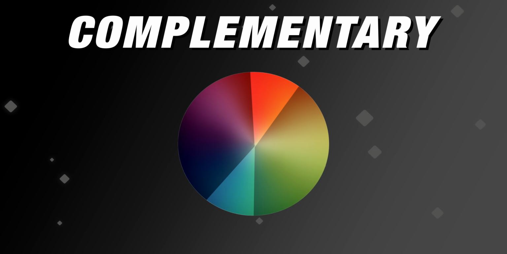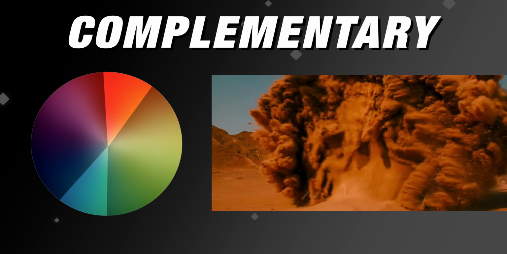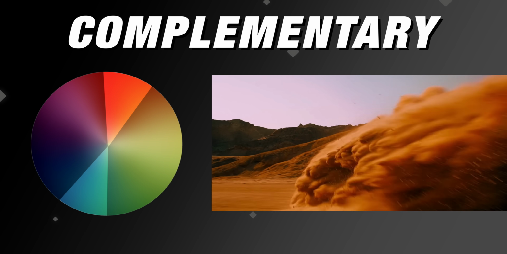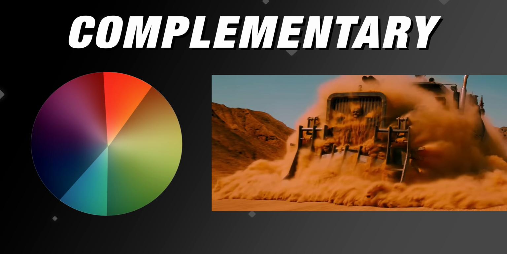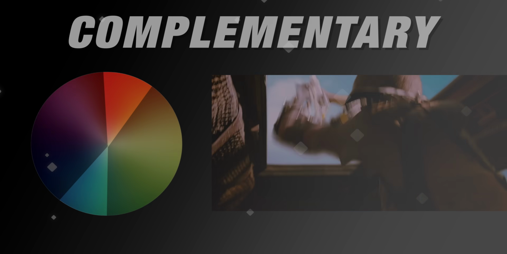The next is a complementary color scheme, and this is where you're using colors on other ends of the spectrum. One of the prime examples of this is Mad Max, because they push the color and saturation so far into this contrast look that you really see this huge color contrast between the sky and what's going on in the foreground. Super orange and teal.